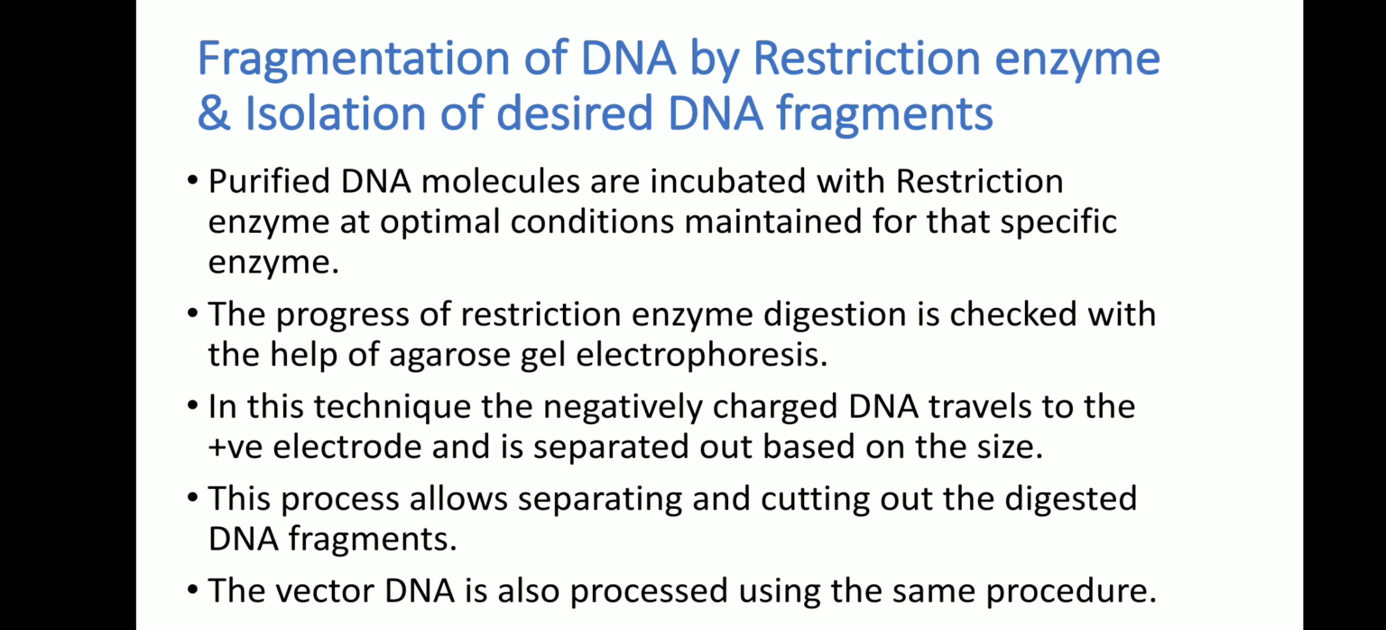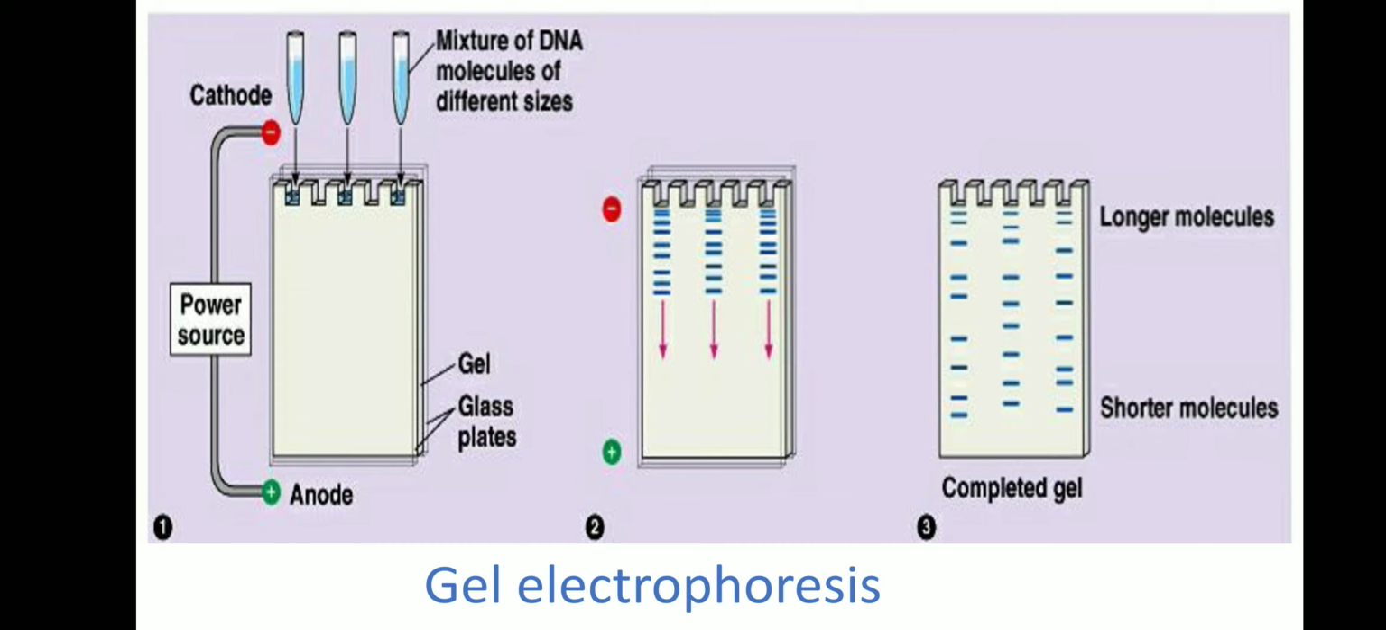So the DNA is fragmented. Now we need to separate those fragmented DNA and find out a specific desired DNA which is used in recombinant DNA technology. So how do we separate these fragmented DNA? Using the electrophoresis process, we separate the DNA fragments and find out a specific desired DNA for recombinant DNA technology.